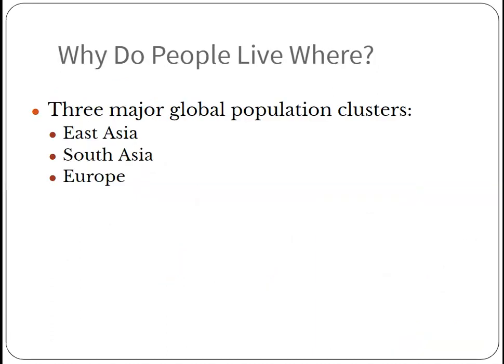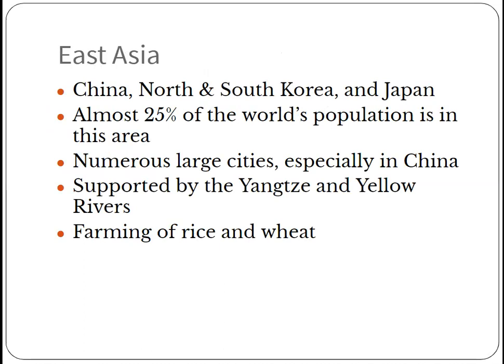Okay, again, East Asia, South Asia, and Europe. So we're looking at East Asia. Some of the countries we're going to have in East Asia are China, North and South Korea, and Japan. And almost a quarter of the world's population lives in this area, in this region. We have a lot of large cities, as you saw in that last map, especially in China. And we do have some major river systems.